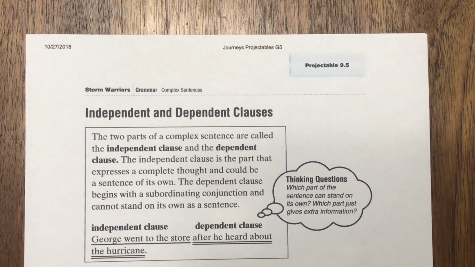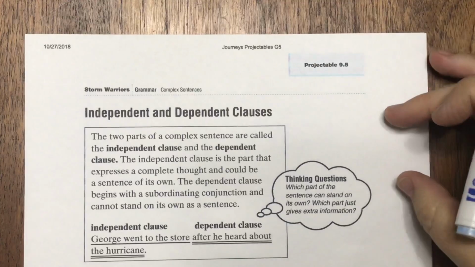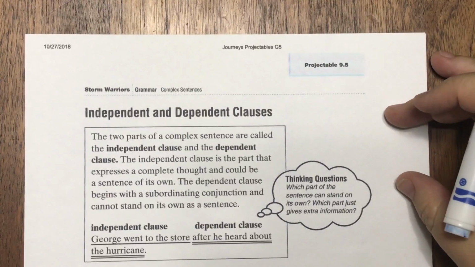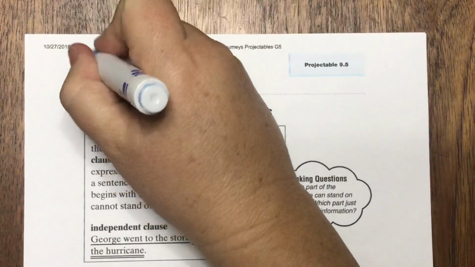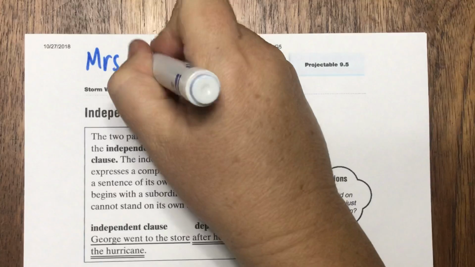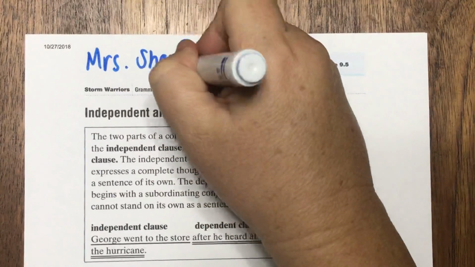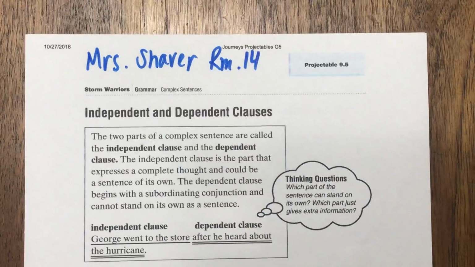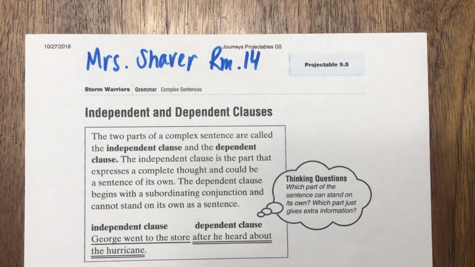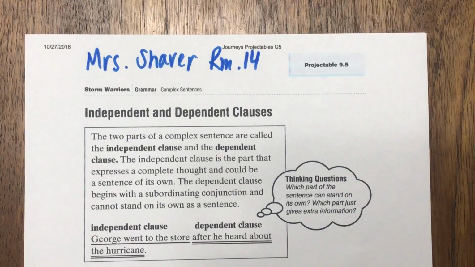Mrs. Shaver here. I want you to find the worksheet in front of you and make sure you're on the same side as me. It says independent and dependent clauses. Once you have that side, let's go ahead and put our names at the top. And please put your room number. So your room number is 12 if you're in Mrs. Munoz's class and 13 if you're in Mr. Hernandez's class.